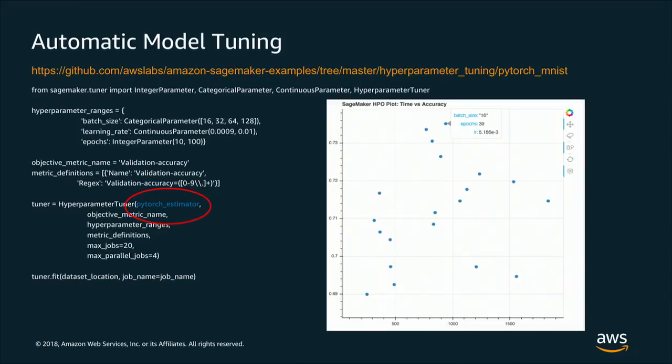What's great is once the job is done, you get a nice pandas data frame with all the parameters, all the results. So you can have a trade-off between training time and whatever your accuracy metric or validation metric that you're looking at.